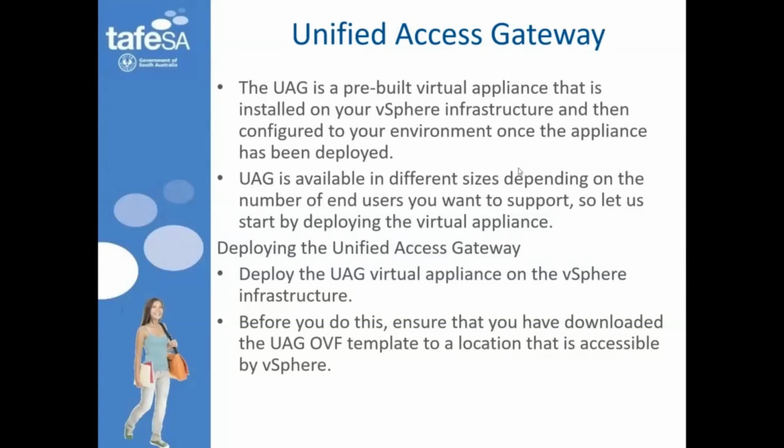So deploying the Unified Access Gateway, you deploy it on the vSphere infrastructure. Before you do this, ensure you have downloaded the UAG OVF template. The template is basically a virtual machine that's been converted into a template, and from this you can deploy a new virtual machine. It's a bit like cloning, if you think about it. If you remember, we talked about templates in the previous subject. Instead of cloning a virtual machine, you're cloning this template.